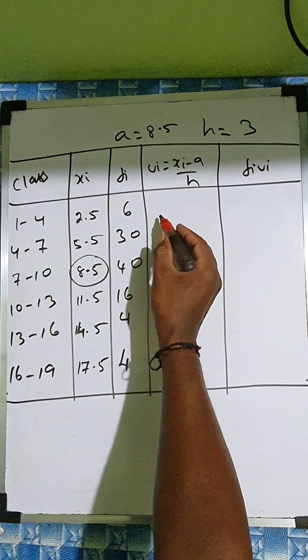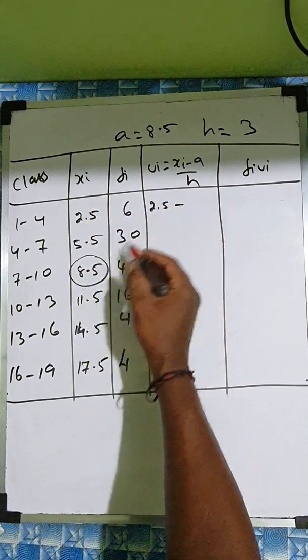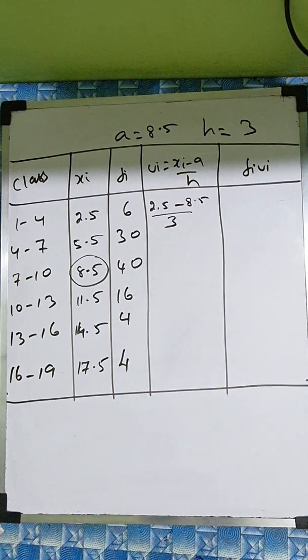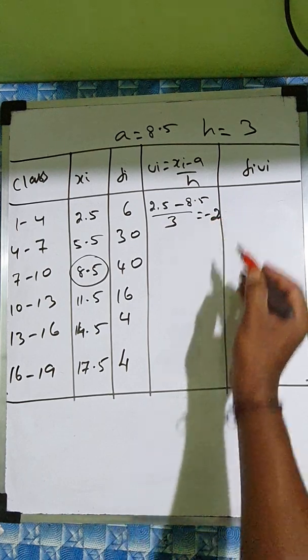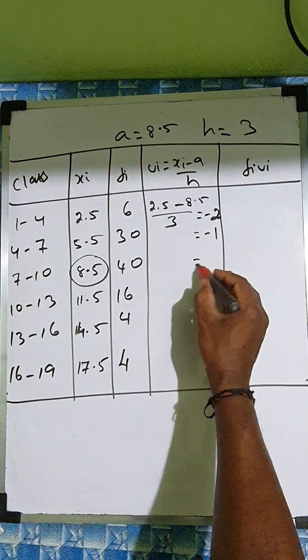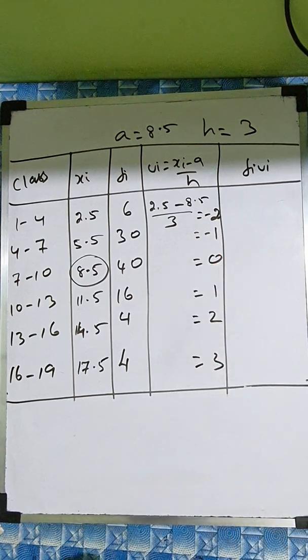Okay, so we can apply it now. xi is 2.5 minus A, 8.5, divided by 3. So 8 minus 2 is 6, minus 6, and minus 6 divided by 3 is minus 2. So it will be minus 2. Okay, again we come straight down, and you can get minus 1, 0, 1, 2 and 3.